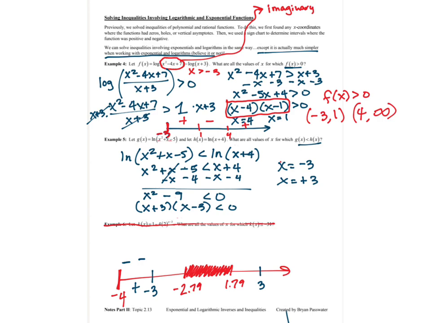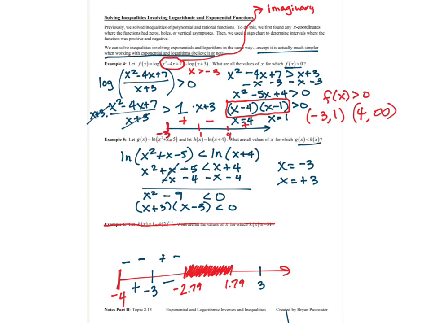Pick a number between negative 2.79 and negative 3. Negative 2.9. Negative 2.9 plus 3, it's enough to get out of the hole. It gets us to positive 0.1. The second one, minus 3, is still negative. So this one's negative. We're not interested in between.